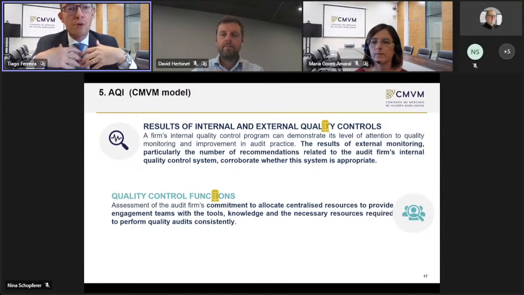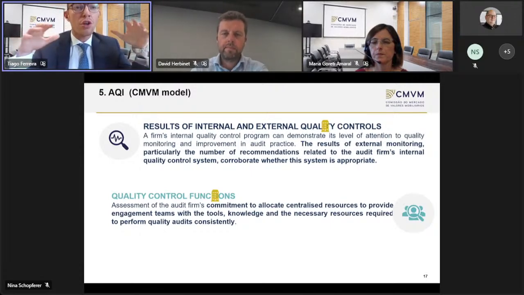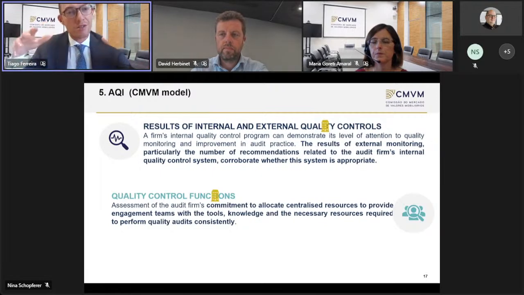Of course, this is our view as a supervisor, but based on the survey that we made, most of the eight AQIs that we define, audit committees define as relevant, a good tool to inquire the auditors and to guarantee in the selection process that we compare the firms not only by KPIs but also AQIs in the same playing field. That is very, very important.